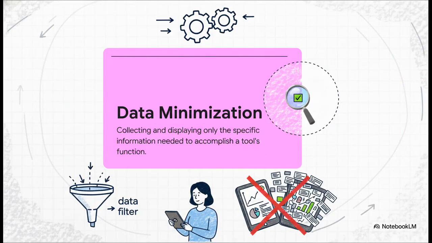So the million-dollar question is, how do we defend against combinatorial risk? The answer is data minimization. This is the guiding principle of collecting and displaying only the specific, exact information you need to accomplish your tool's function. More data is not better data. More data is just more risk.